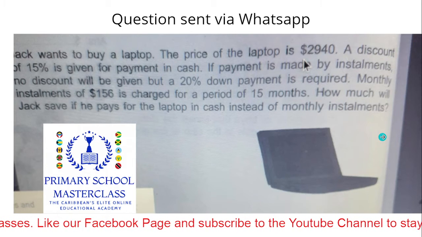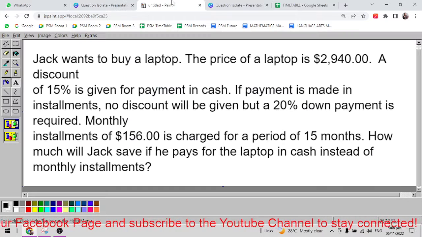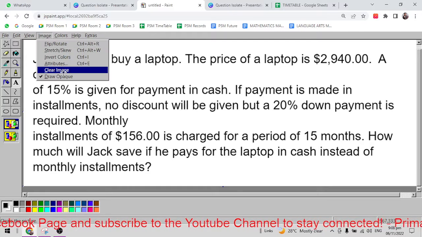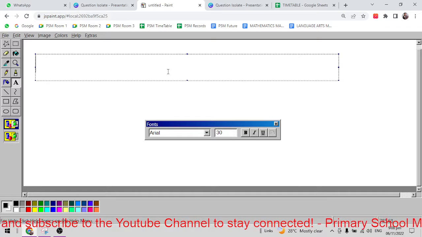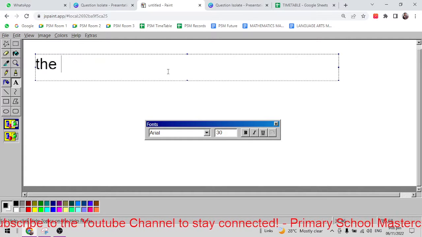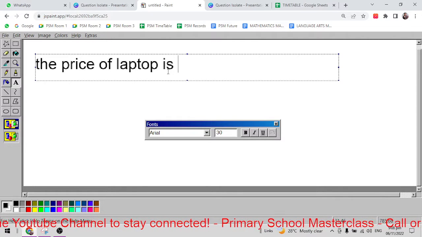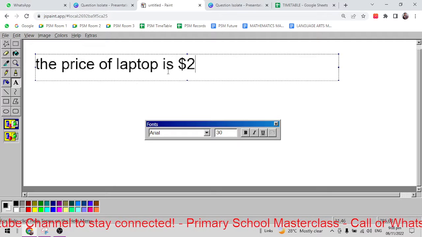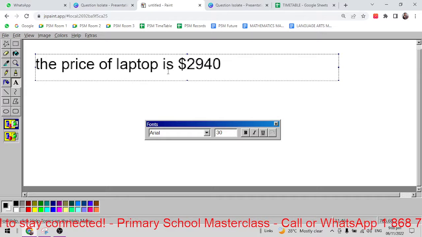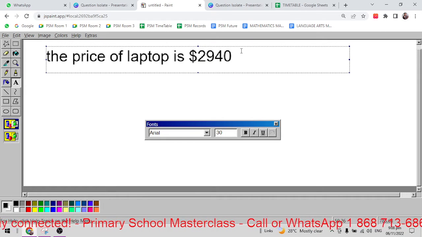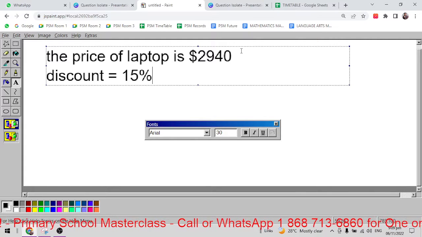Okay? All right. Good. So, you know what? Let's calculate that there. Let me calculate it as I go along. I was planning to do that at the end, but I'll do it right now. So, the price of the laptop is 2940. All right, the discount is going to be equal to 15%.